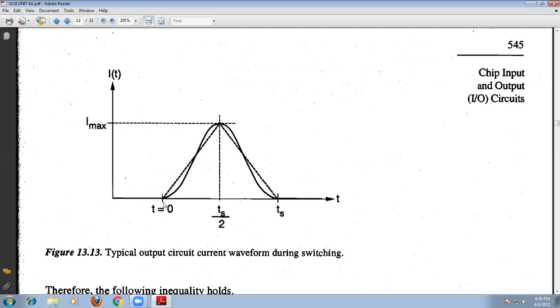At t equals 0, it starts. At t equals Ts, it again goes to 0. Exactly at t equals Ts by 2, it goes to high. That is what we can call the I maximum, known as I max.